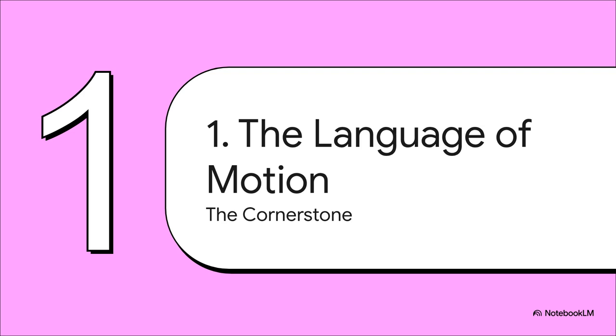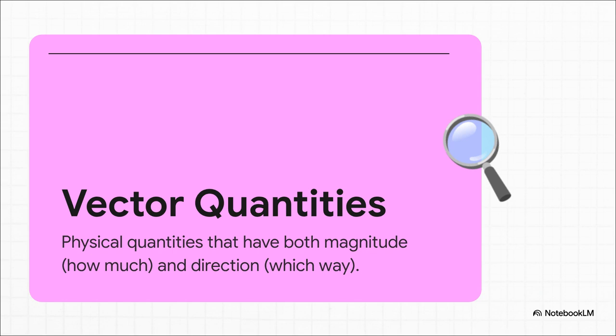We've got to start with the absolute building block, the one concept that everything else is built on. So here's the thing. In physics, just saying how much of something you have, well, it's often not enough. You also have to say which way. That's a vector quantity. Think of it like this. Saying you're driving 50 miles per hour is just a number, but saying you're driving 50 miles per hour north, now that's a vector. It's got magnitude, the 50, and direction, the north.